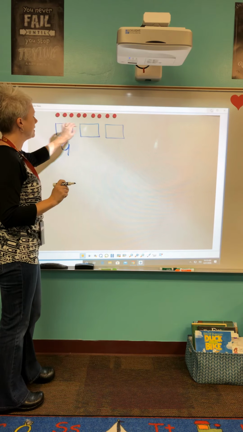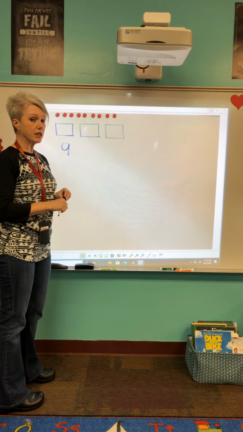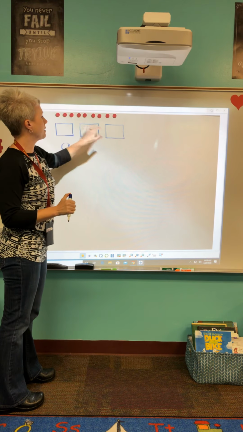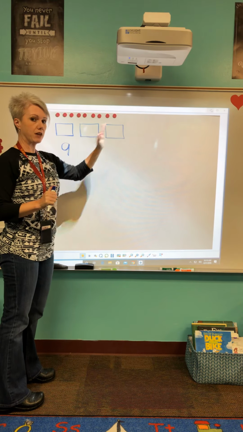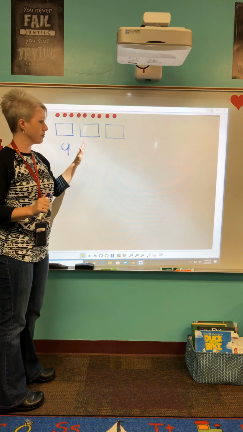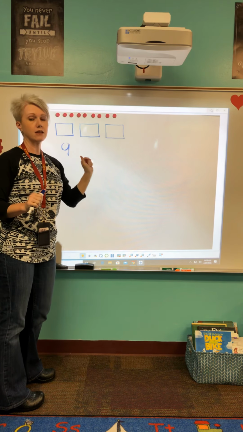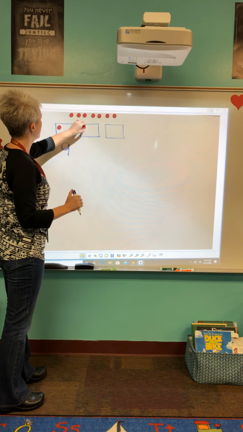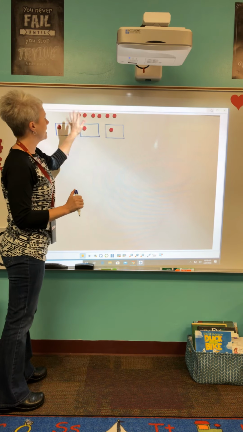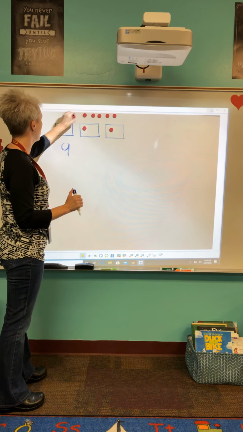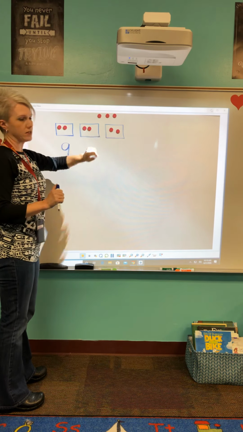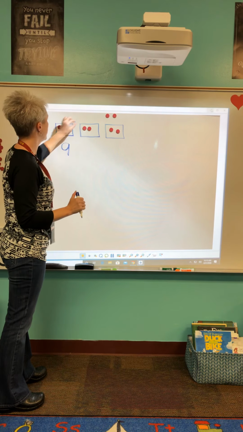I'm going to split these up into 3 groups. I'm going to put all my cookies into 3 boxes, but I want the same amount of cookies in each box. So I'm going to divide them equally. 1, 1, 1. I still have some left, so I'll start over. I still have some left, so I'll start over again.